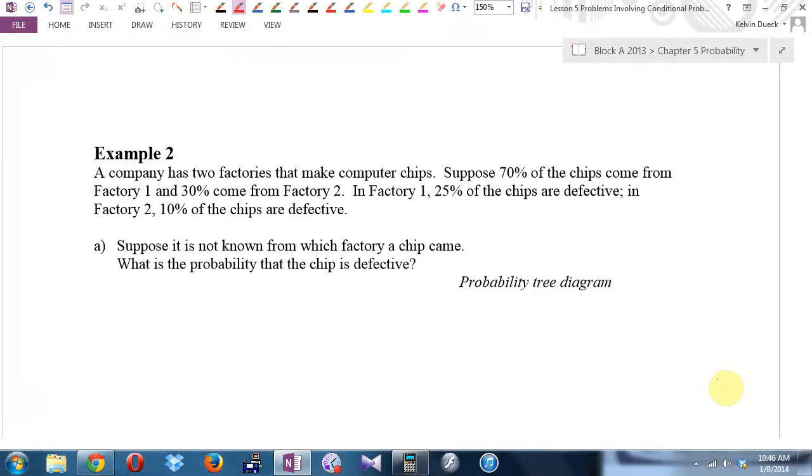This is some of the math, simplified, that he brought. Here's an example. Instead of cars, I made computer chips. Suppose a company has 2 factories that make computer chips. How many factories? 2.